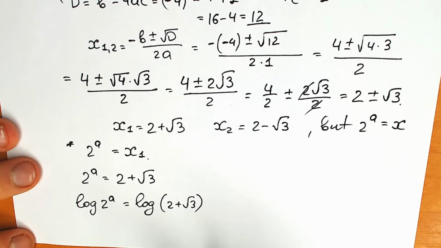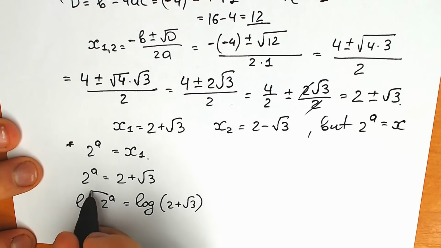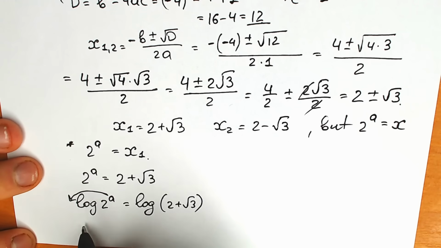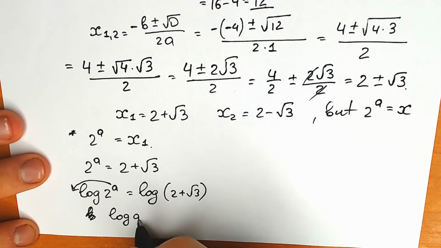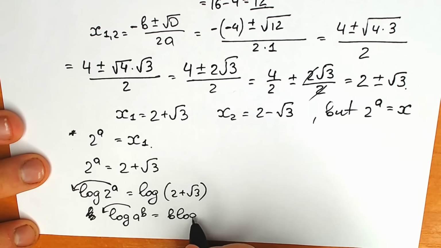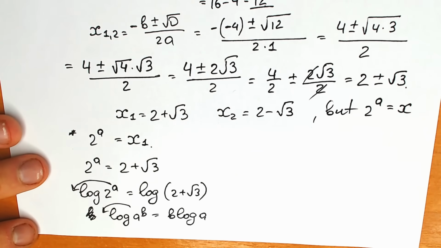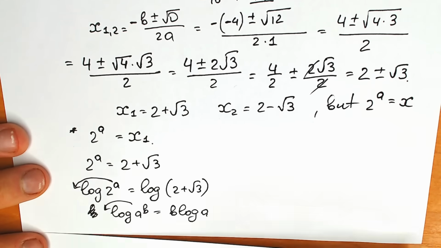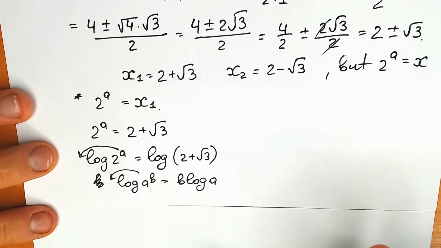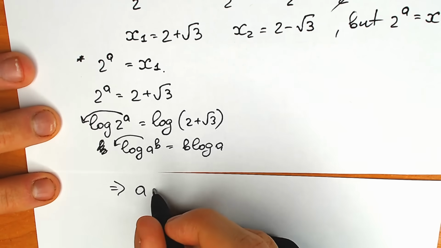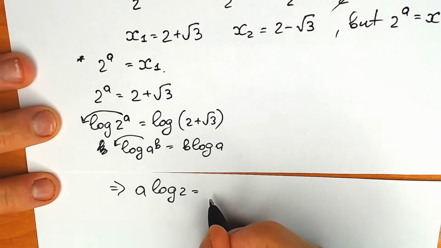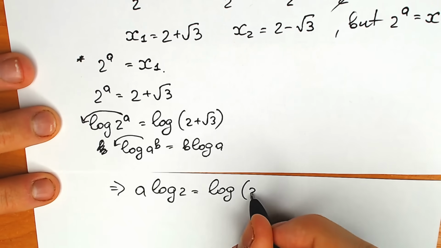Right now, in terms of log property, this a will come down right here. So this is our property. Whenever you have log of a to the power b, we can write it as b times log a. Okay, so we can easily write it like that. So right now, let's solve it. As a result, what do we have right here? We have a log 2 equals log of 2 plus square root of 3.